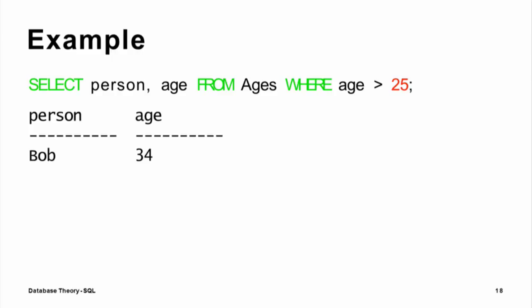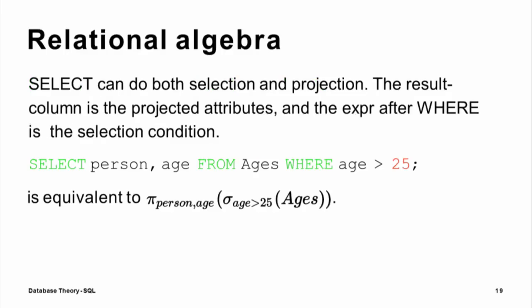So we were talking about that example where we were supposed to select the persons and the ages from that table ages where the age was above 25. So it turned out that Bob was the only one because he was having the age of 34. So that select clause can do two things. It can do both the selection and the projection. And what we get here is a result.